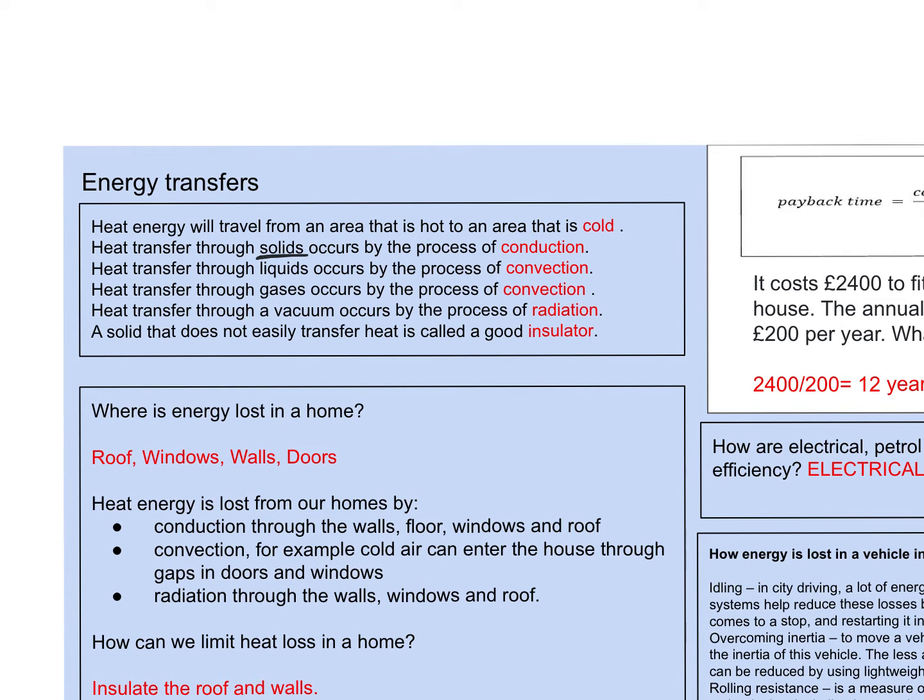When it is in liquids, it's called convection, and when it's in gases, it's also called convection. Heat transfer through a vacuum occurs by the process of radiation. A solid that does not really transfer heat is called a good insulator.